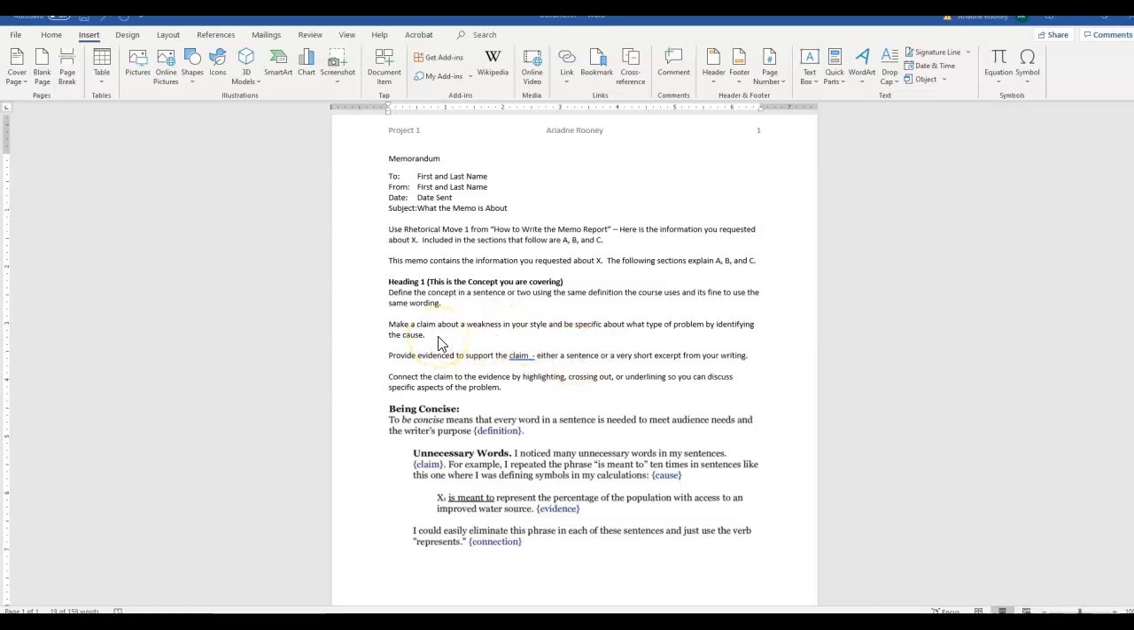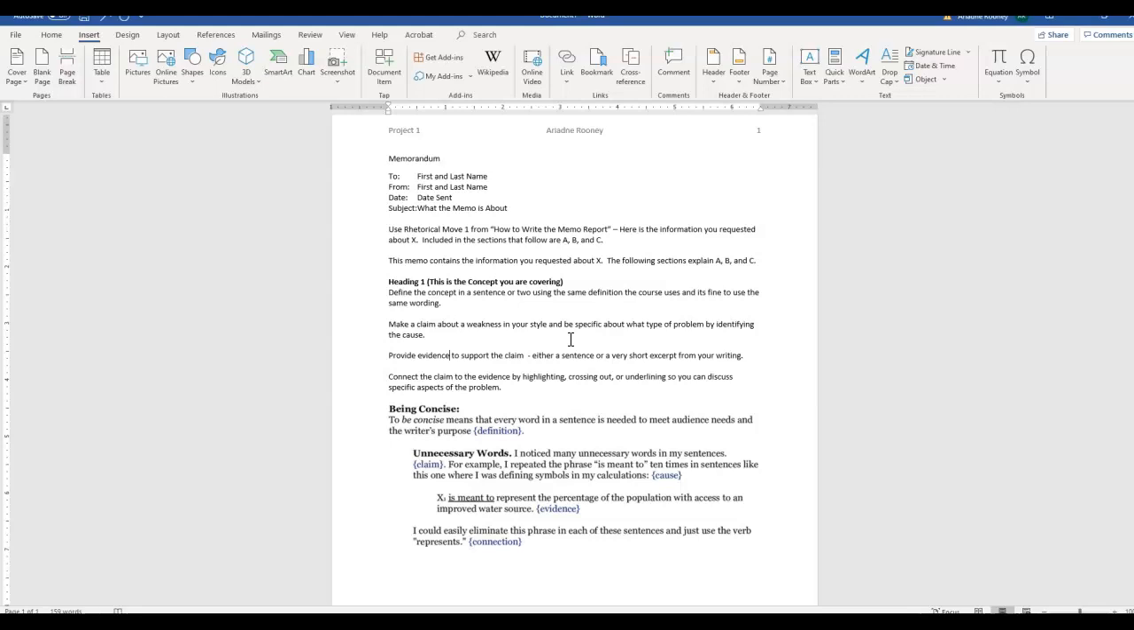And then you're going to make a claim about a weakness in your style. And you're going to be very specific about what type of problem that weakness is causing you. And you're going to provide evidence. That should say evidence, not evidenced. Sorry, that was a typo. It's driving me a little crazy. To support the claim, so either a sentence, or you can provide a very short excerpt from your writing to support that claim. And then you're going to connect the claim to the evidence by highlighting, crossing out, or underlining so that you can discuss specific aspects of the problem.